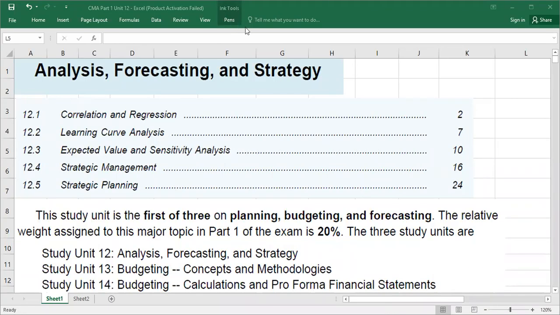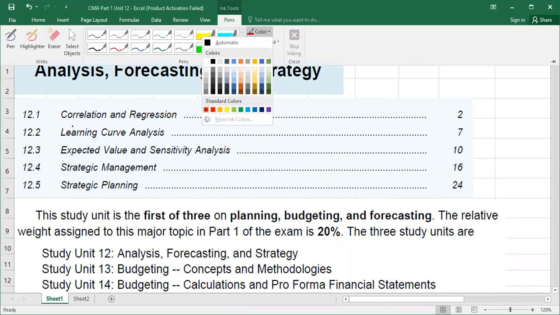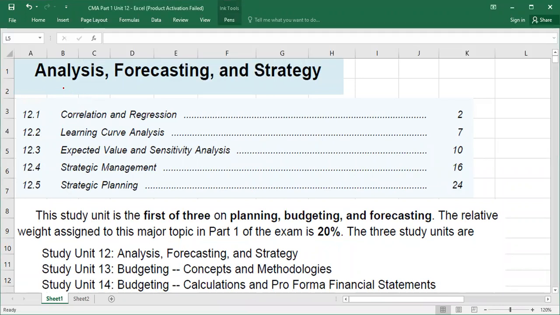Hello guys, so today we are going to discuss study unit 12, and this chapter is known as analysis, forecasting and strategy. In this chapter we have the following topics. 12.1 we have correlation and regression. 12.2 we have learning curve analysis. 12.3 we have expected value and sensitivity analysis, and 12.4 and 12.5 we have strategic management and planning.